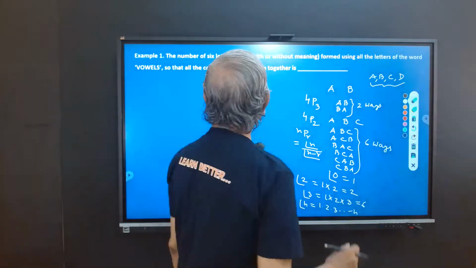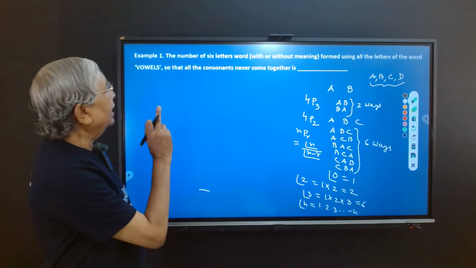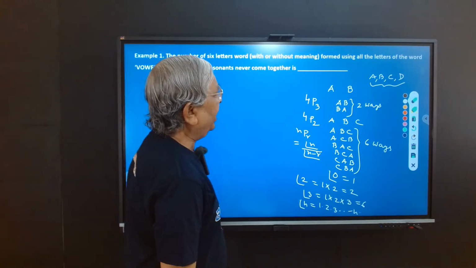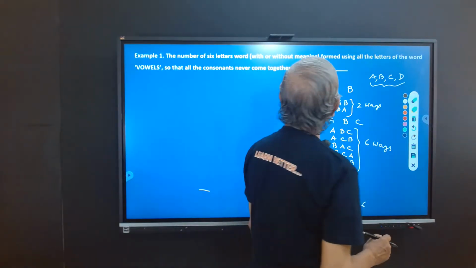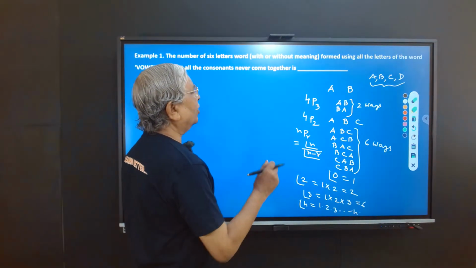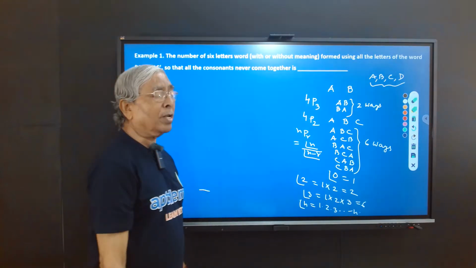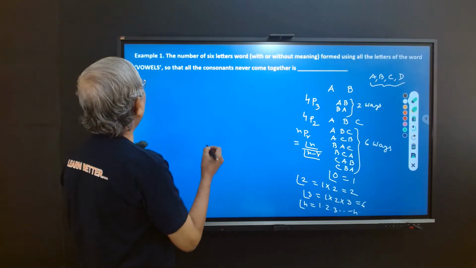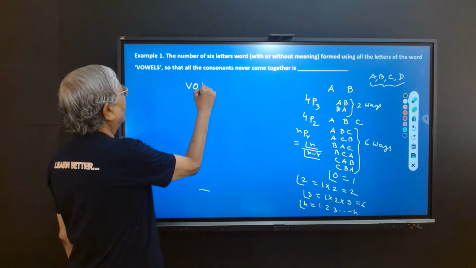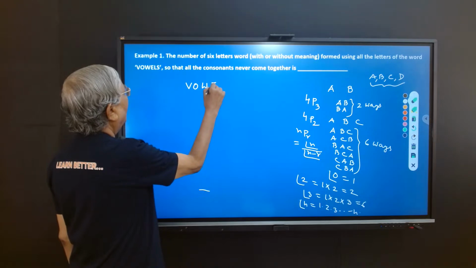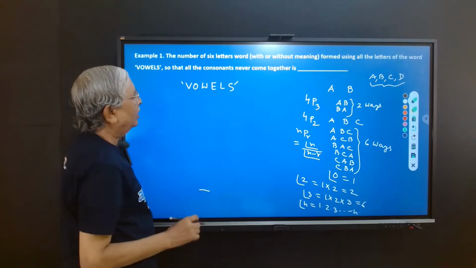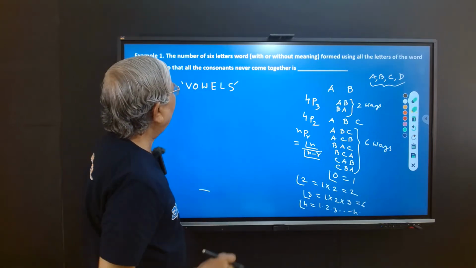Now we start the first problem. The number of 6-letter words with or without meaning formed using all the letters of the word VOWELS so that the consonants never come together. We have to find out these arrangements. What are the letters? These are V, O, W, E, L, S. How many letters are there?